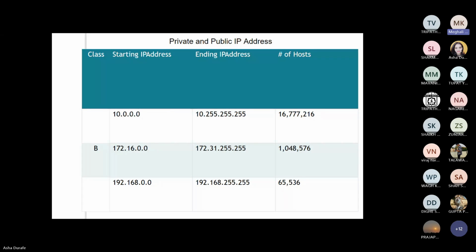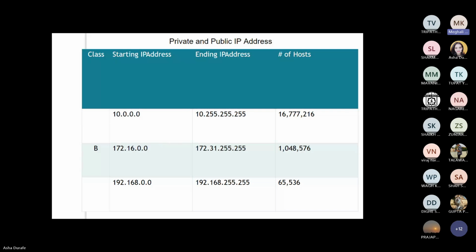So for class A, the starting IP address is 10.0.0.0. The ending IP address will be 10.255.255.255. That means the host ID is 10.0.0.0 and the net ID is 255.255. That means all these number of hosts it can accommodate. So how many hosts can it accommodate? The maximum number of hosts class A can accommodate is 16,777,216. So all these hosts can be accommodated in class A.